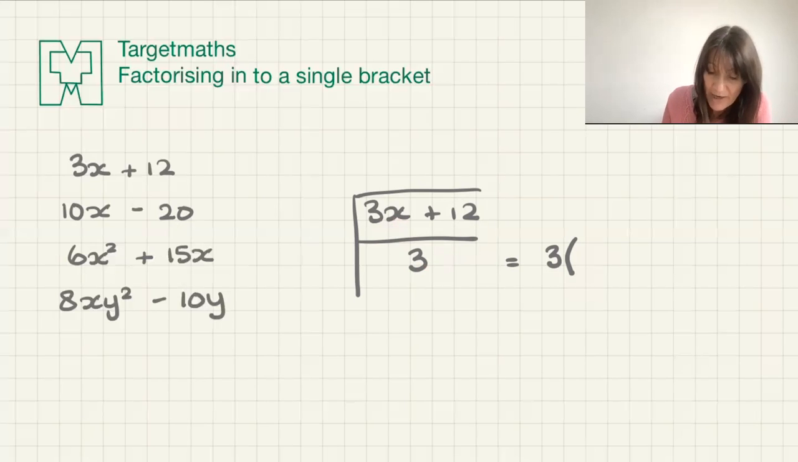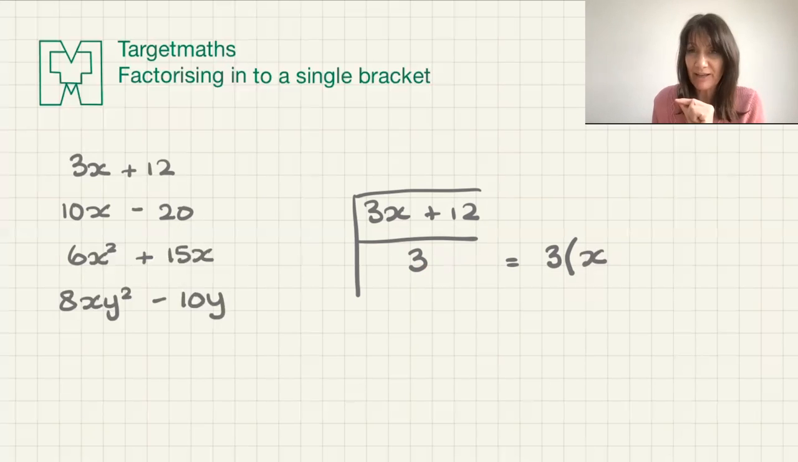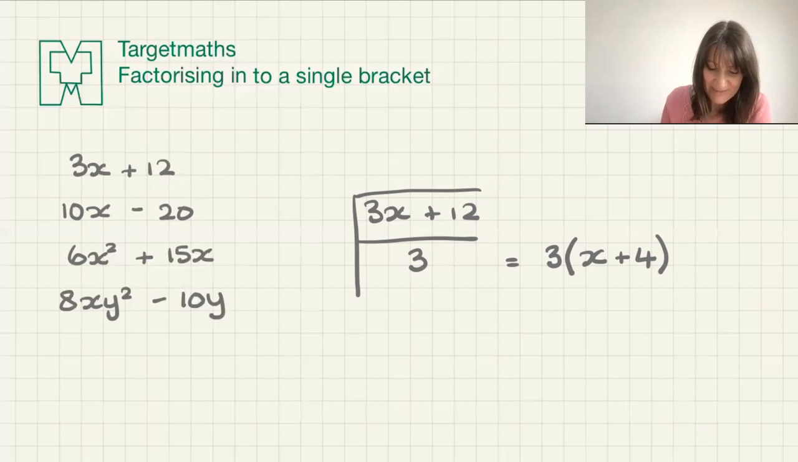I'm not going to write 1x. I'm just going to write x. I don't need that number 1 written in front of it. If you did it, it's not the end of the world, so don't worry about it, but try not to. It's not standard notation. Then I'm going to say, how many 3s can I get into 12? That is 4. It's a positive 12, so a positive 4. Close the bracket, job done. We've just factorised it. Okay, let's move on to the next question.